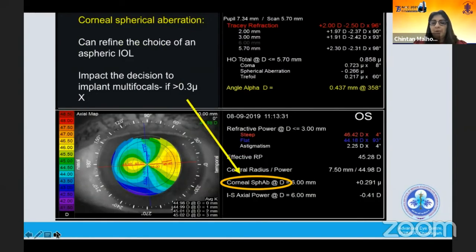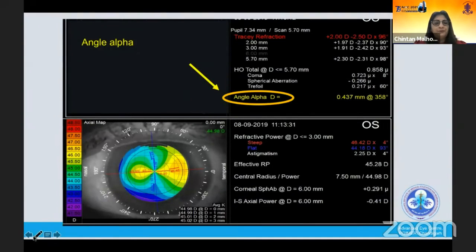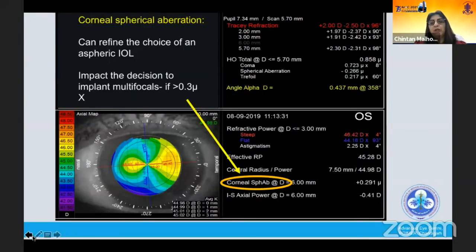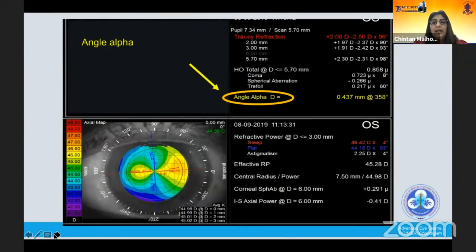The corneal spherical aberrations: the most important thing for deciding a multifocal IOL is that we don't need a multifocal cornea. The cornea should not be multifocal. So if we have corneal aberrations which are more than plus 0.3, then it's best to avoid a premium IOL, which I'm sure will be talked about later by Professor Tityal and the other speakers. Angle alpha is the other parameter which is seen on the Chang analysis. I'm just touching upon these briefly.